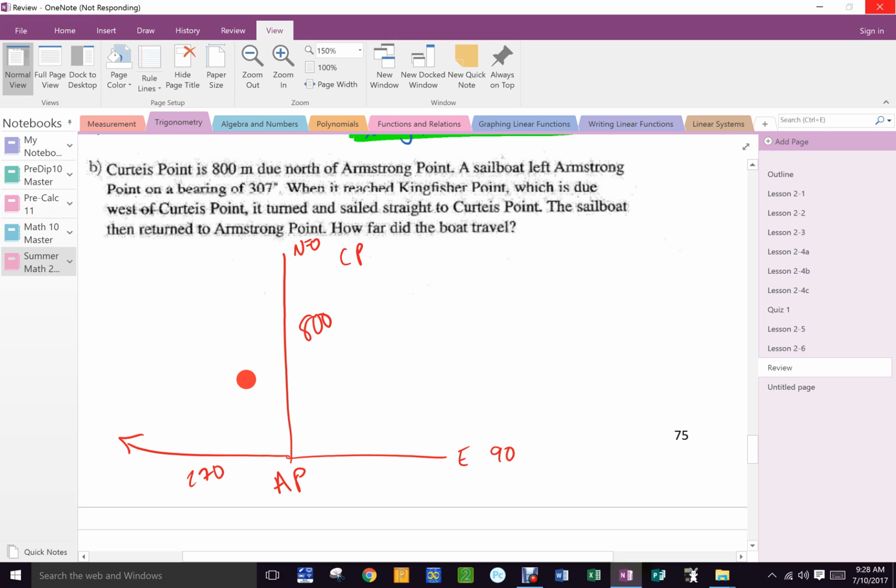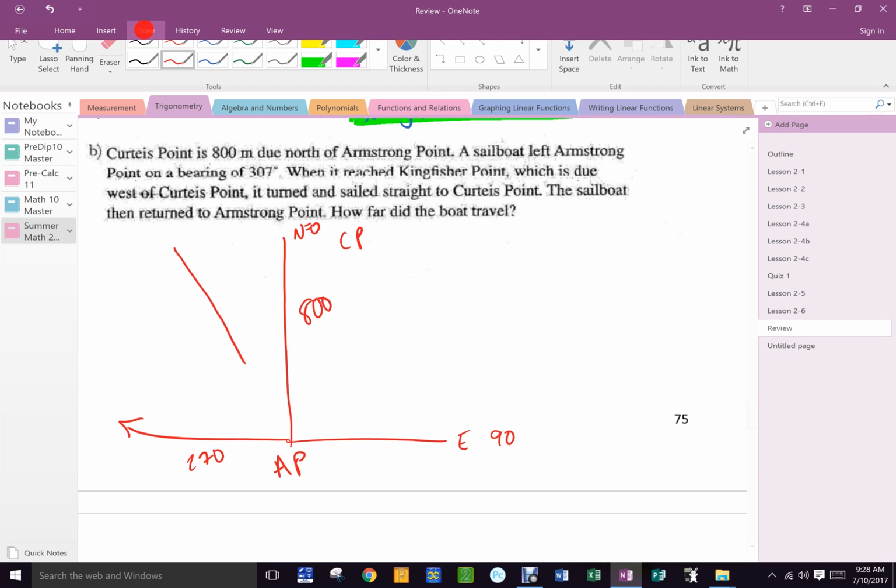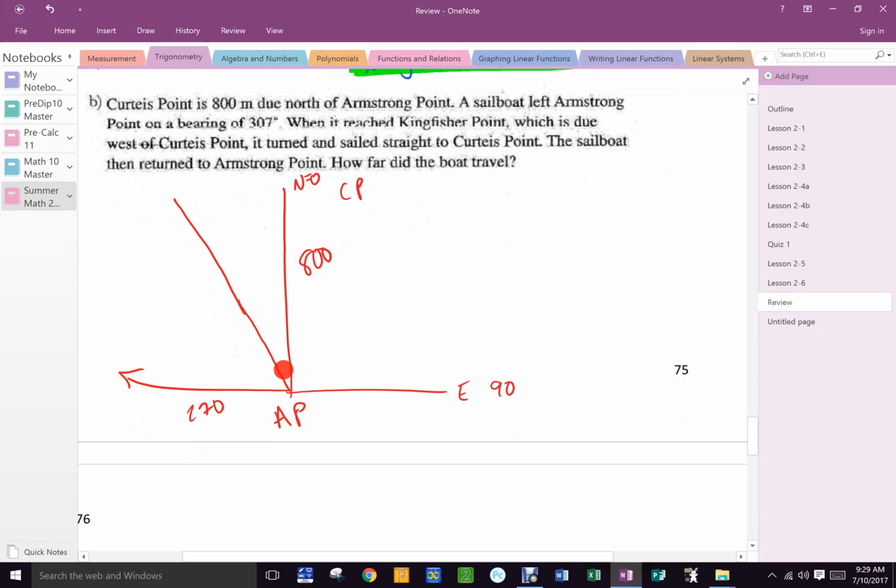I'm saving the world here, Fawaz, with my high-tech Surface Pro 4 that never crashes. 53, right? So if that's 53 and that's 800, now you can do all three sides, can't you?